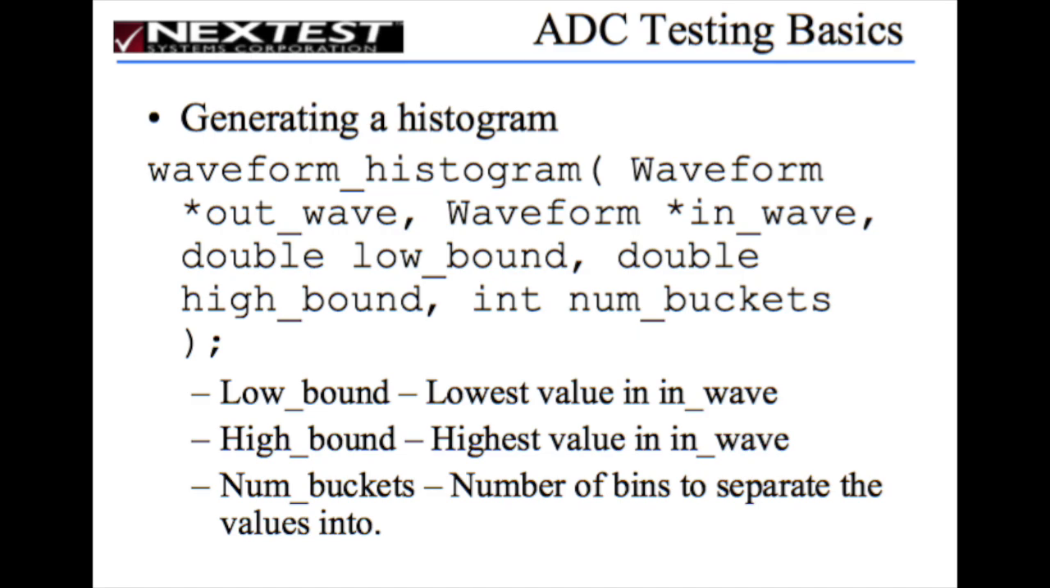Waveform histogram, waveform out wave, waveform in wave, double low bound, double high bound, and number of buckets. So in this case it is 256. So it depends on the number of buckets for your device. Remember, it's a bin histogram. And I've used these before.